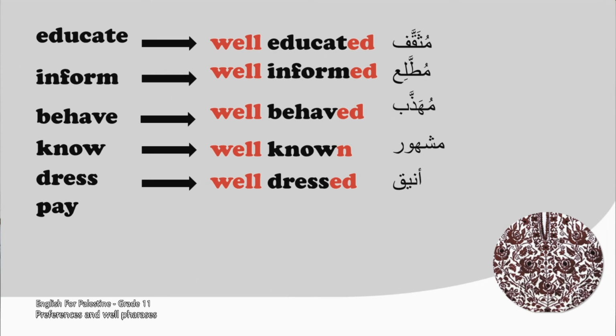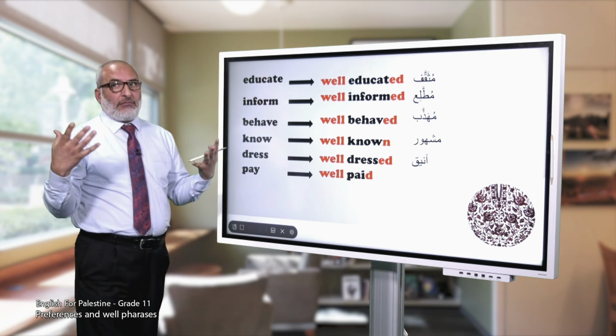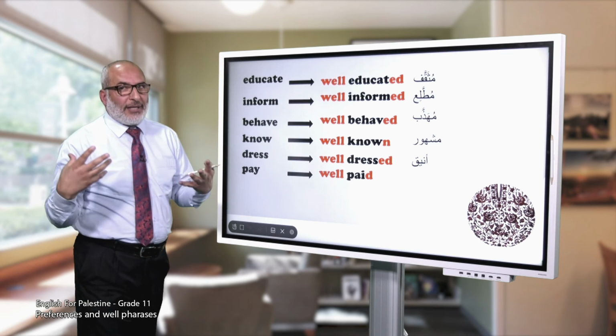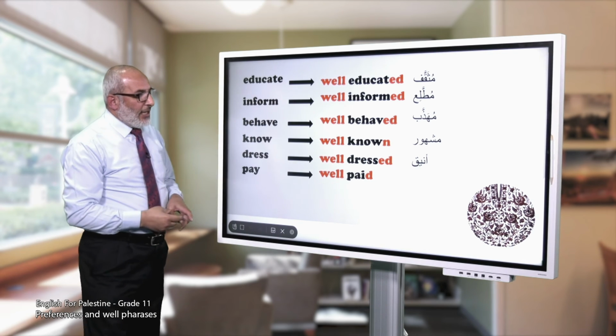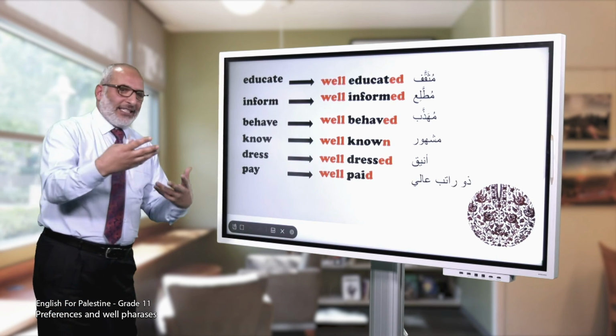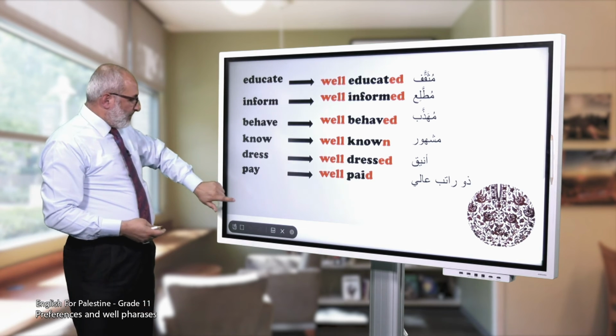Next, pay. Pay is the verb, and the adjective is well-paid. Well-paid. He has much money, or he gets much money from his job. In Arabic, يعني راتبه عالي, ذو راتب عالي, right?